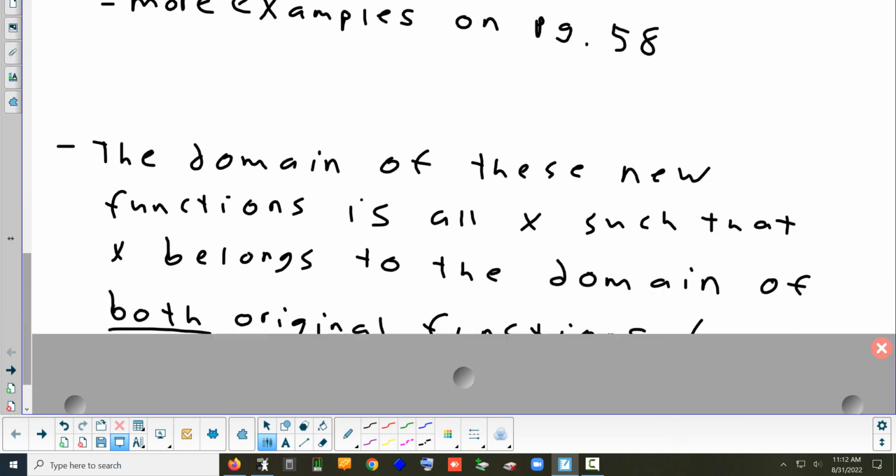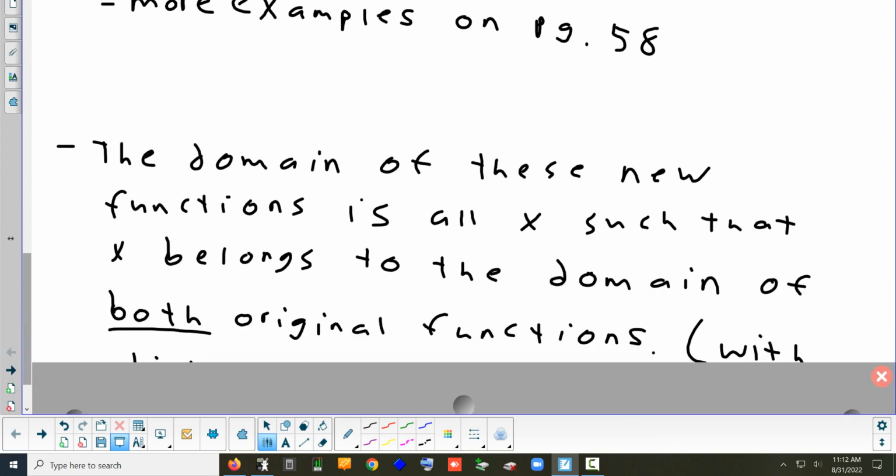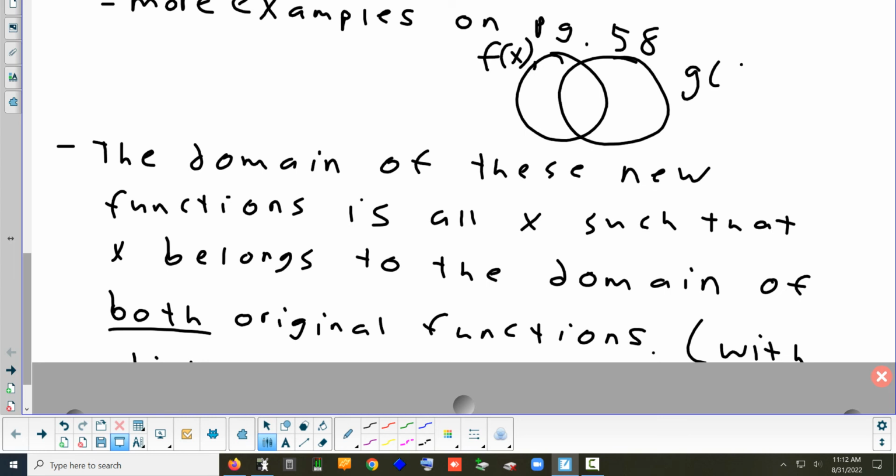So the idea when you combine them is that the domain of the new function is all x values that work in both original domains. One way to think of it is kind of like a Venn diagram. If these are all the numbers that work in f of x, and these are all the numbers that work in g of x, the domain, when we combine f of x and g of x together, is all the numbers that work in both.